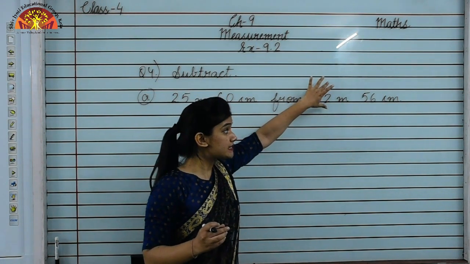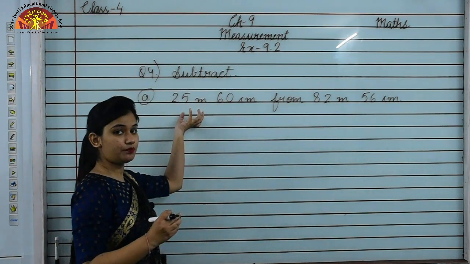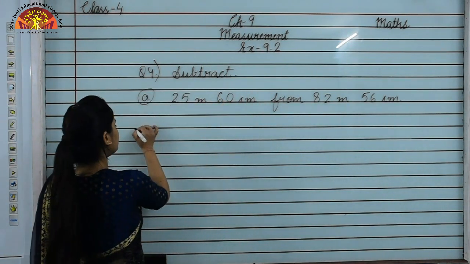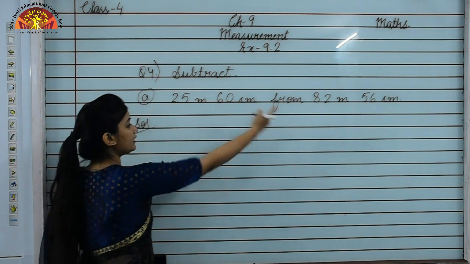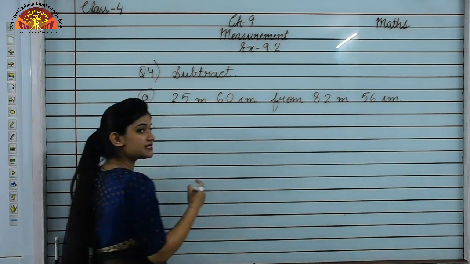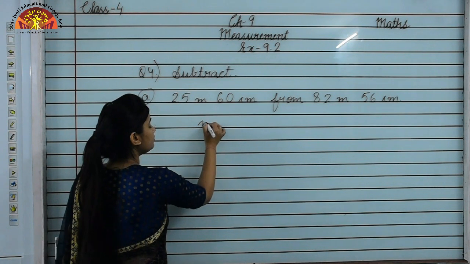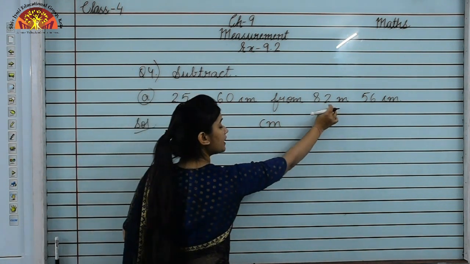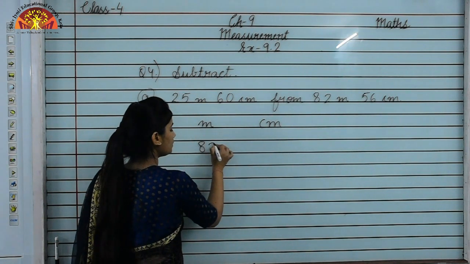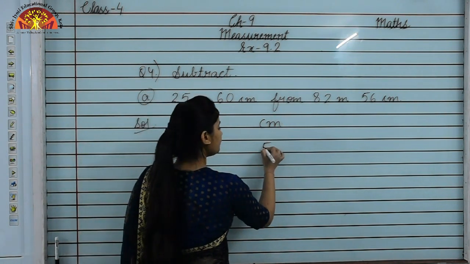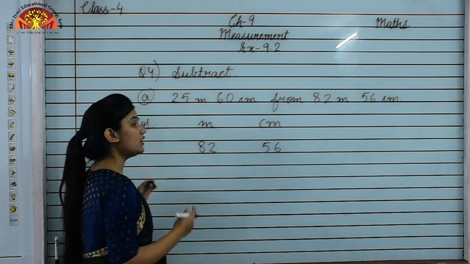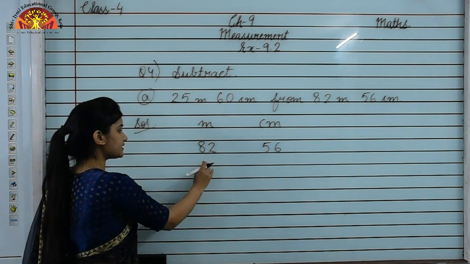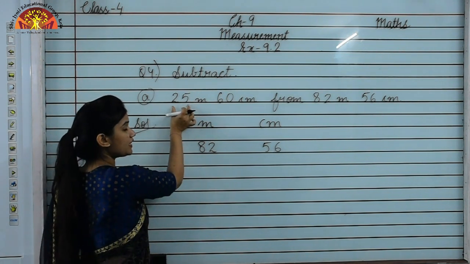Question is, इसमें से मुझे क्या subtract करना है? ये subtract करना है. Okay, and this is the bigger than this. So first I will write that number 82 meter and 56 centimeter. So meter will come here, then centimeter. In meter we have 82, in centimeter we have 56. Now we have to subtract this number. इस number को subtract करना है. So now next I will write this number. In meter we have 25.